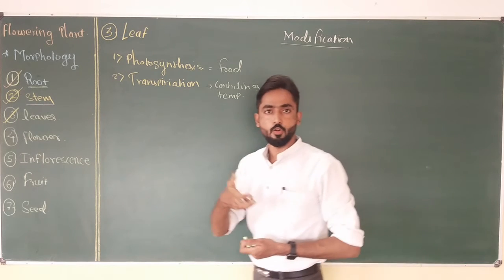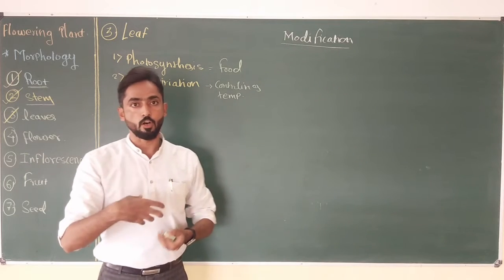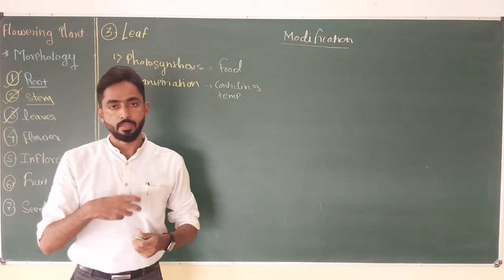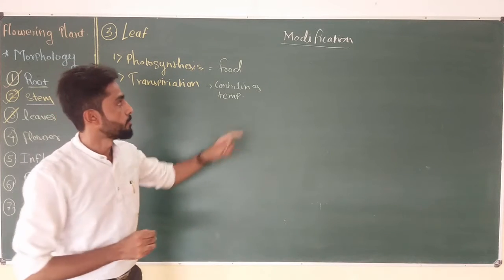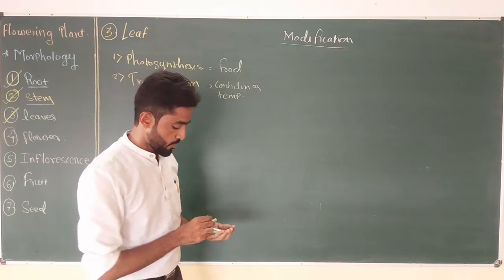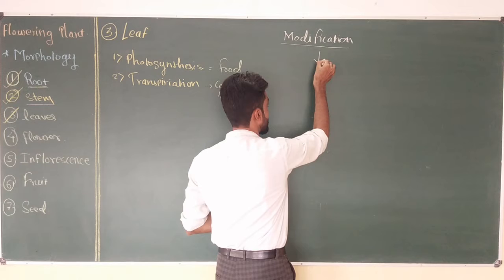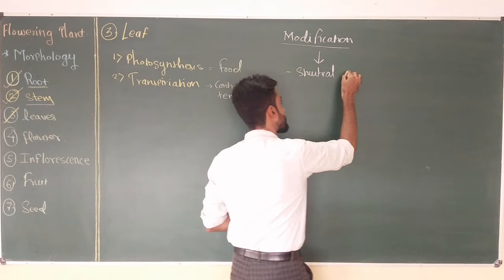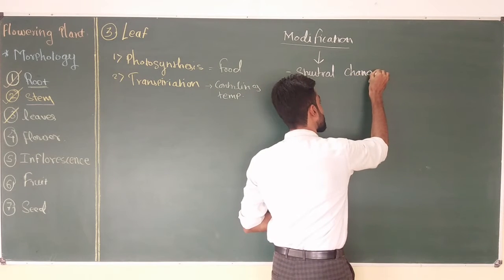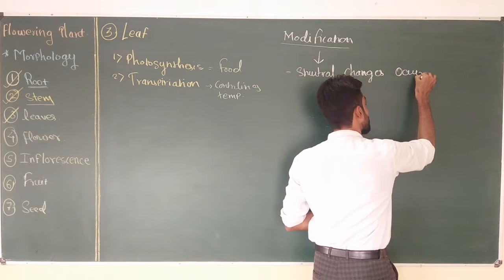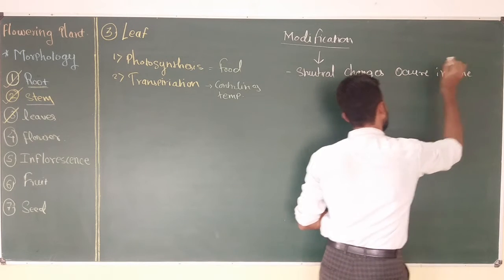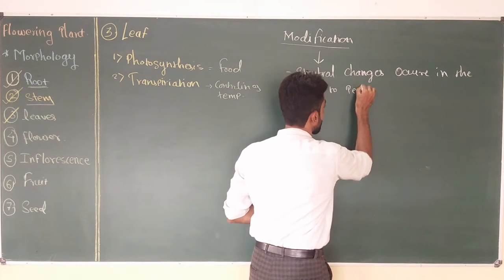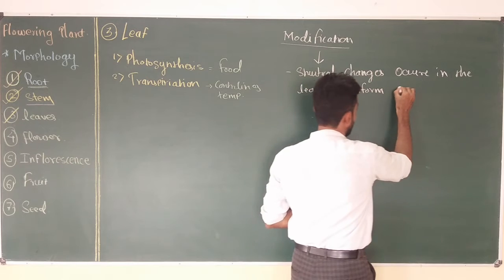If leaf wants to perform some additional function other than these two, in that case structural changes occur in the leaf, and those structural changes are known as modification of the leaf. Okay, so modifications of the leaf are nothing but the structural changes that occur in the leaf to perform some special functions.